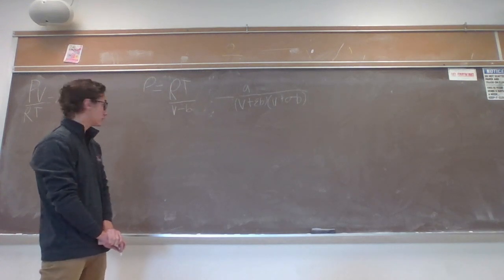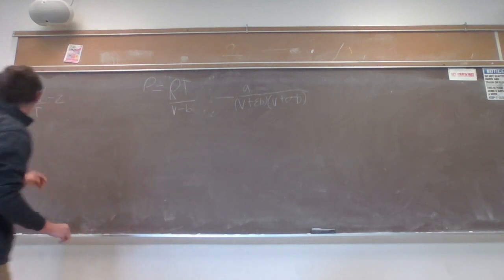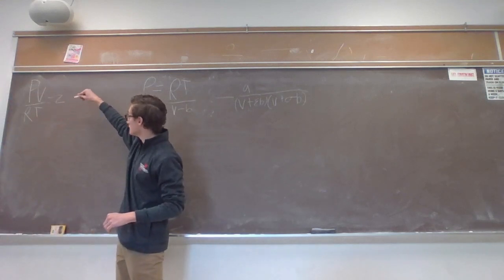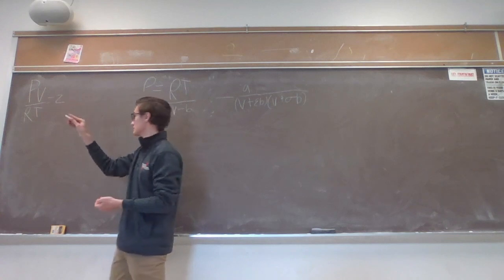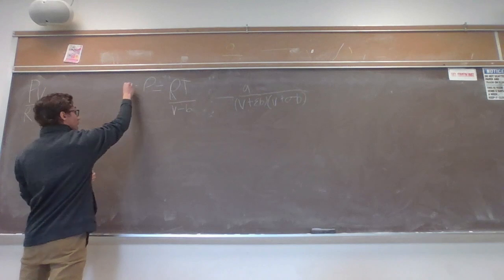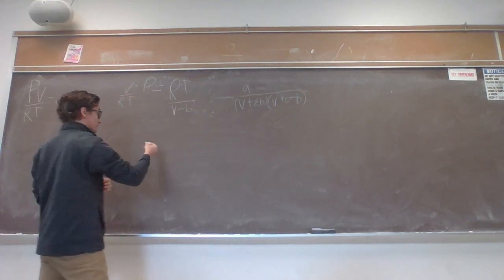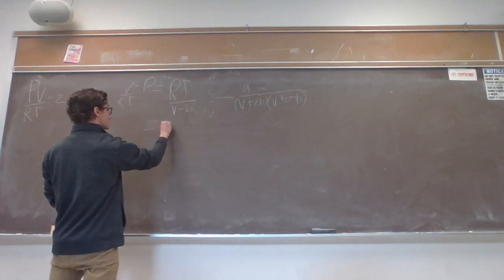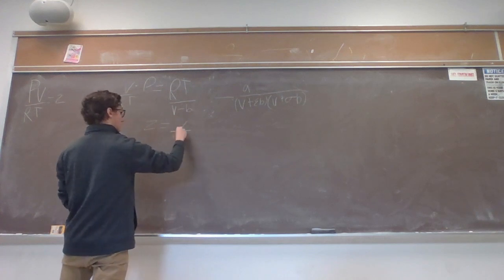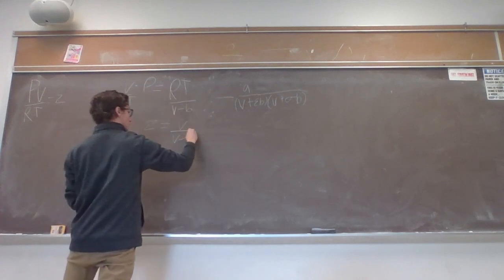The first thing we're going to do is try to write this in terms of compressibility. And we learned that the compressibility, let me write it over here real quick, PV over RT equals Z, which is the compressibility constant. So we're going to multiply by V over RT, which would lead us to Z equals V over V minus b, because these RTs would cancel.